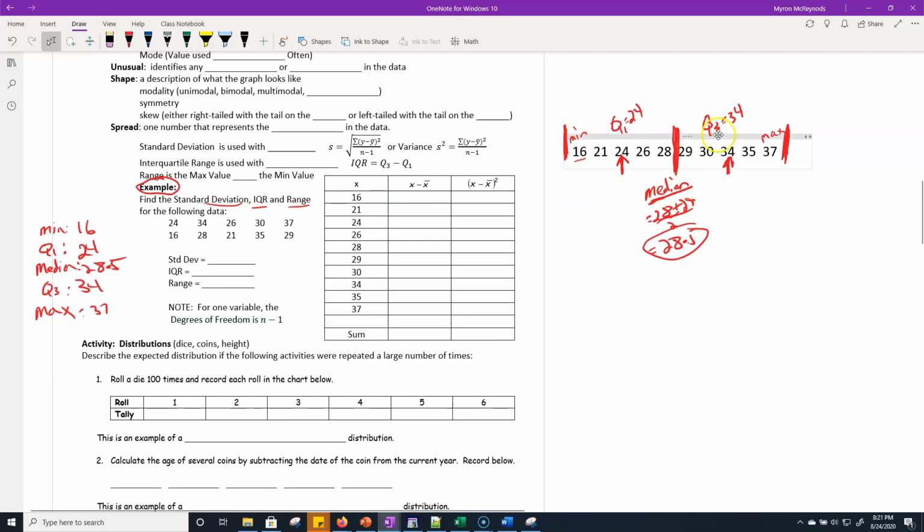So this is called the infamous 5-number summary. Think of it as the beginning, 16, the fourth of the way through, 24, halfway through, the median, 28.5, 3/4 of the way through, quarter 3, 34, and then the maximum, 37. So that is your standard 5 numbers.